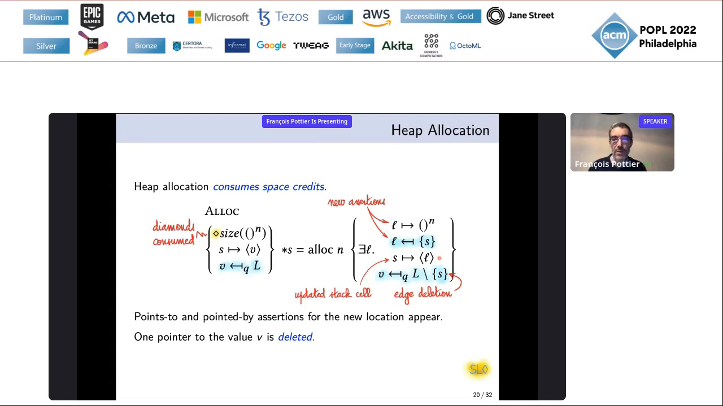So every edge in the heap is described twice, once by a pointed by assertion and once by a points to assertion. And this makes the logic a bit heavy. And also the last thing I want to explain here is that the stack cell S initially contains some value V, and this value is overwritten by this instruction. So we are destroying a pointer from S to V, and as a result, we can or we must update a pointed by assertion. The value V has one less predecessor.